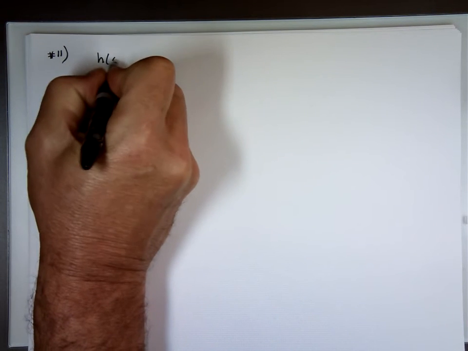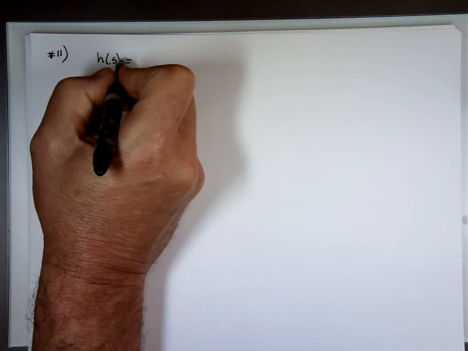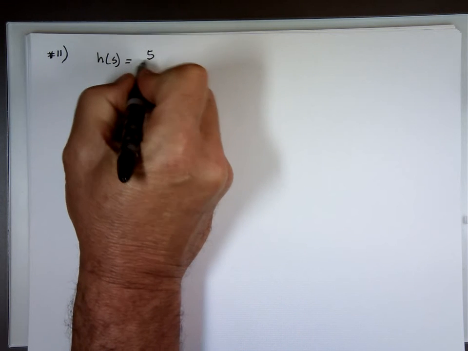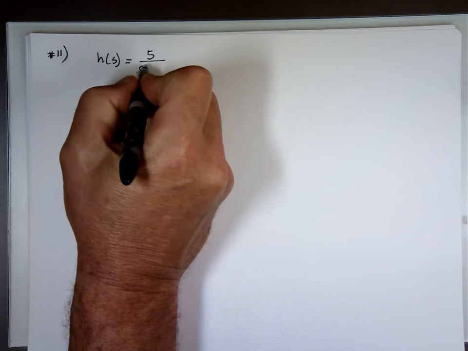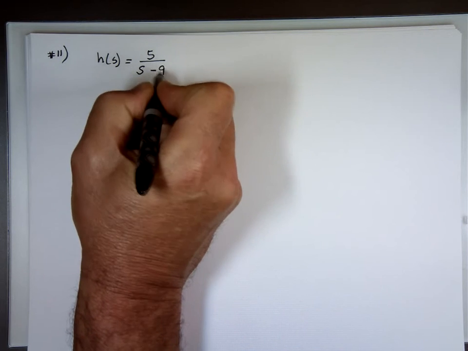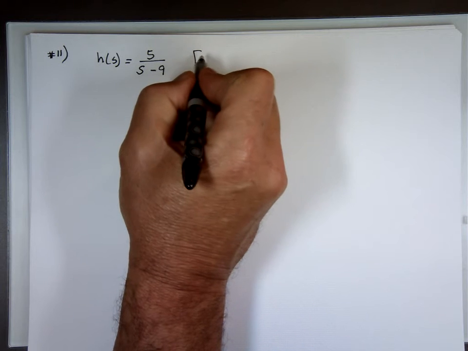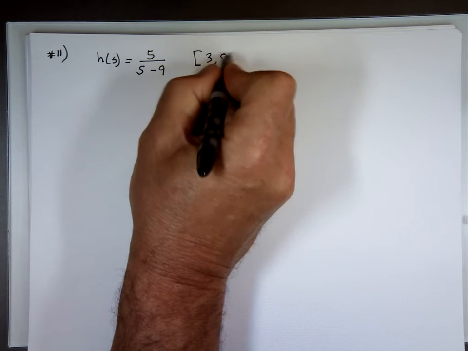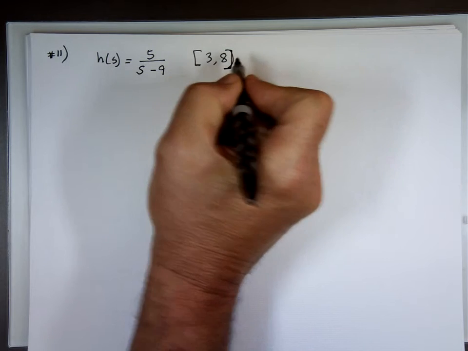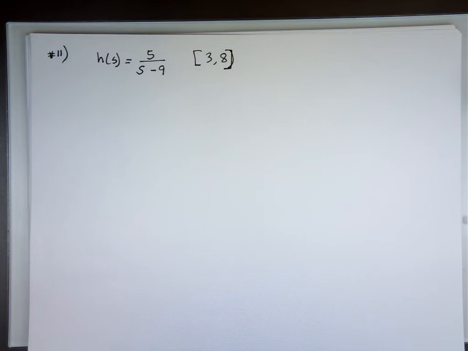Number 11. I don't like S there because it looks horrible, but that's what they wrote. And again, find the absolute extrema. Oh, square bracket there. 3 to 8. I want to take the derivative. Now, I could use the quotient rule to take the derivative. I won't do it that way.